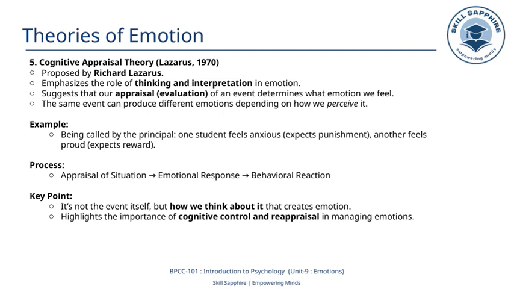First, we appraise or evaluate the situation, then this appraisal leads to an emotional response, which can be followed by a behavioral reaction. The key point to remember is that it's not the event itself that creates emotion, but how we think about it. This highlights the importance of cognitive control and reappraisal, meaning how we interpret and possibly change our perception of an event to better manage our emotions. Understanding this helps us see that we have some influence over our emotional experiences through our thoughts and attitudes.